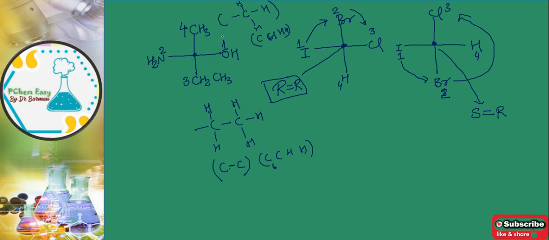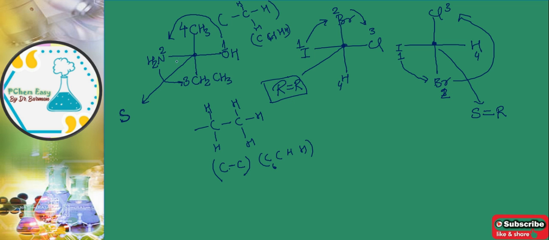Now we will have to move 1 to 2, 2 to 3. Okay, so now it is anti-clockwise direction. Yes, it is anti-clockwise direction. So the configuration around this carbon will be anti-clockwise, so it is S.